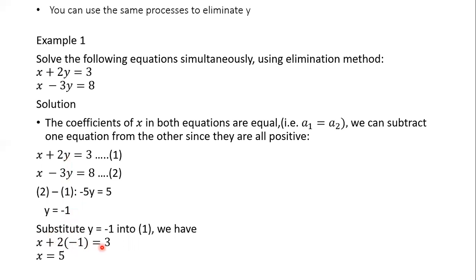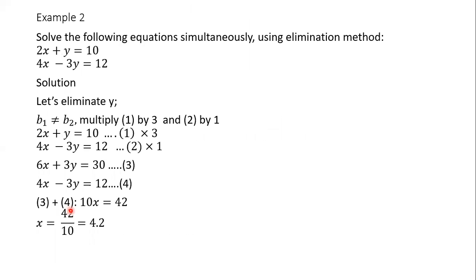Now equal to 3. So 2 times minus 1 is minus 2. So we have x minus 2 equal to 3. We now solve the linear equation. Therefore, x becomes 3 plus 2, which is 5. So the solution is x equal to 5 and y equal to negative 1. Good. I hope you are following these steps.